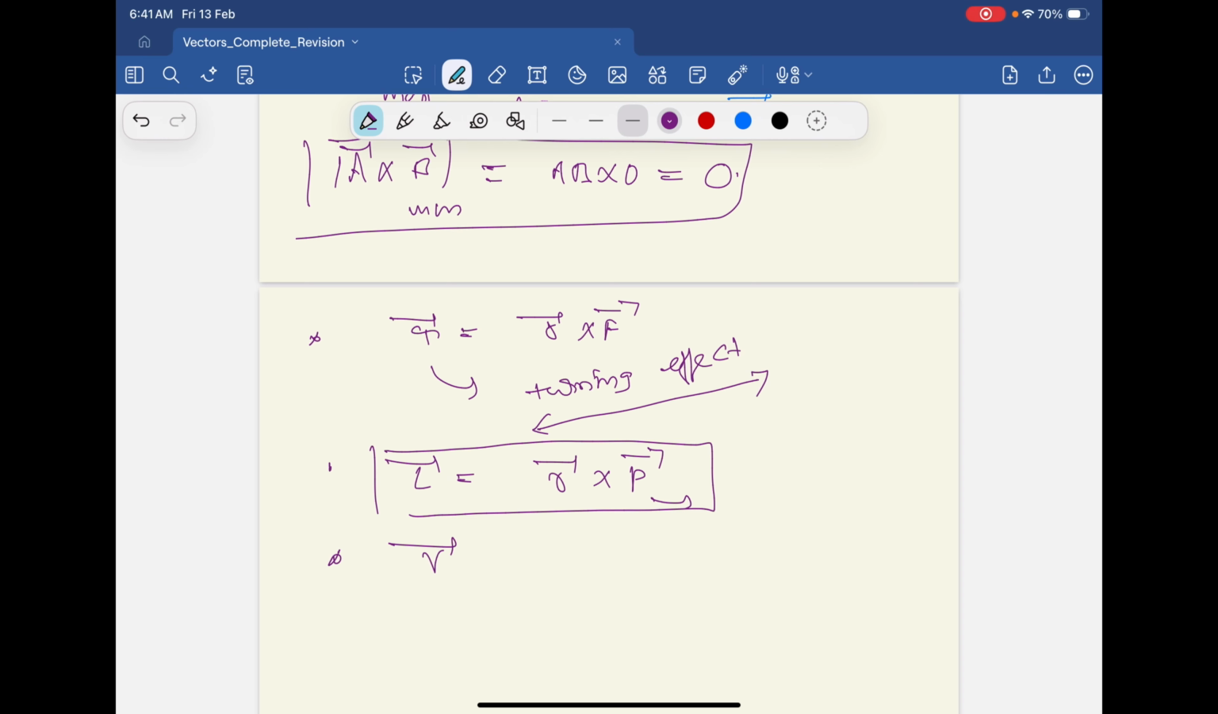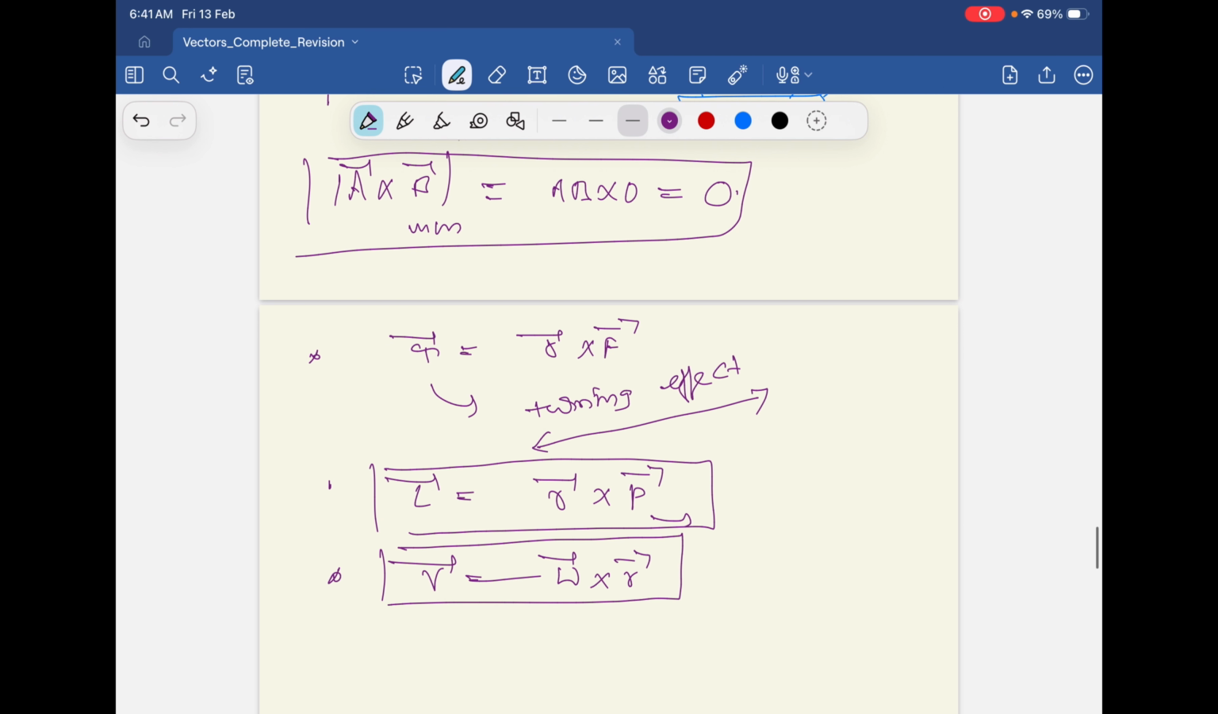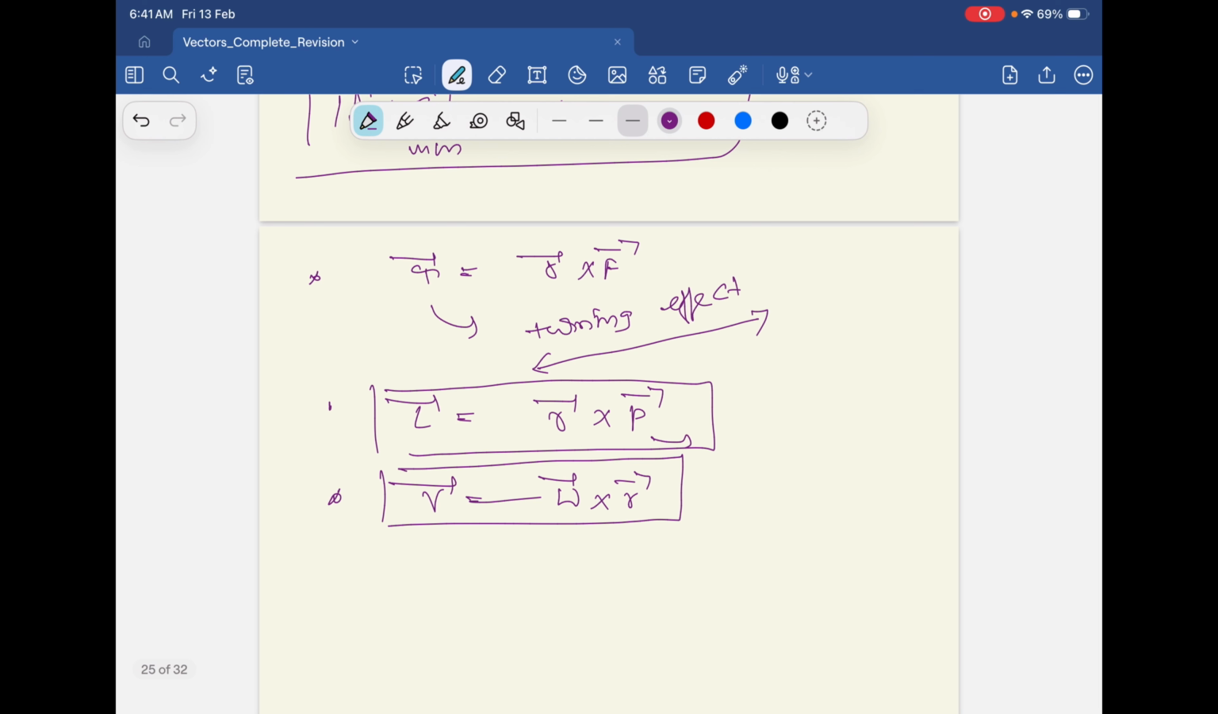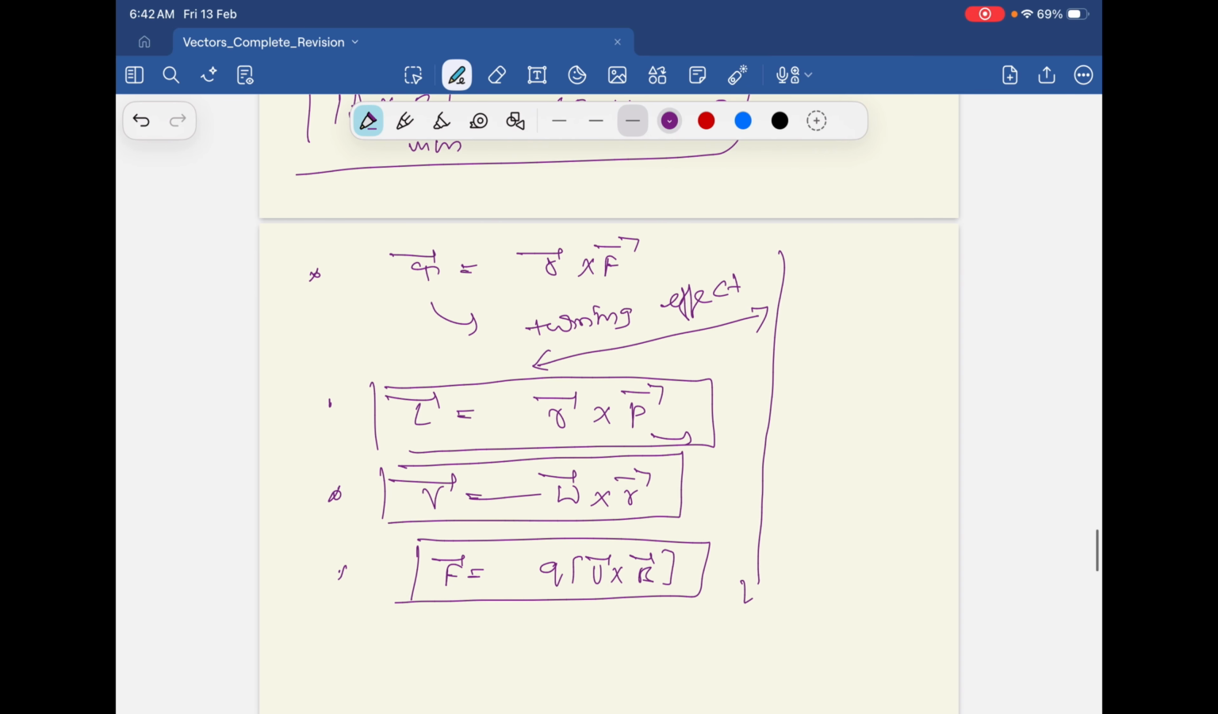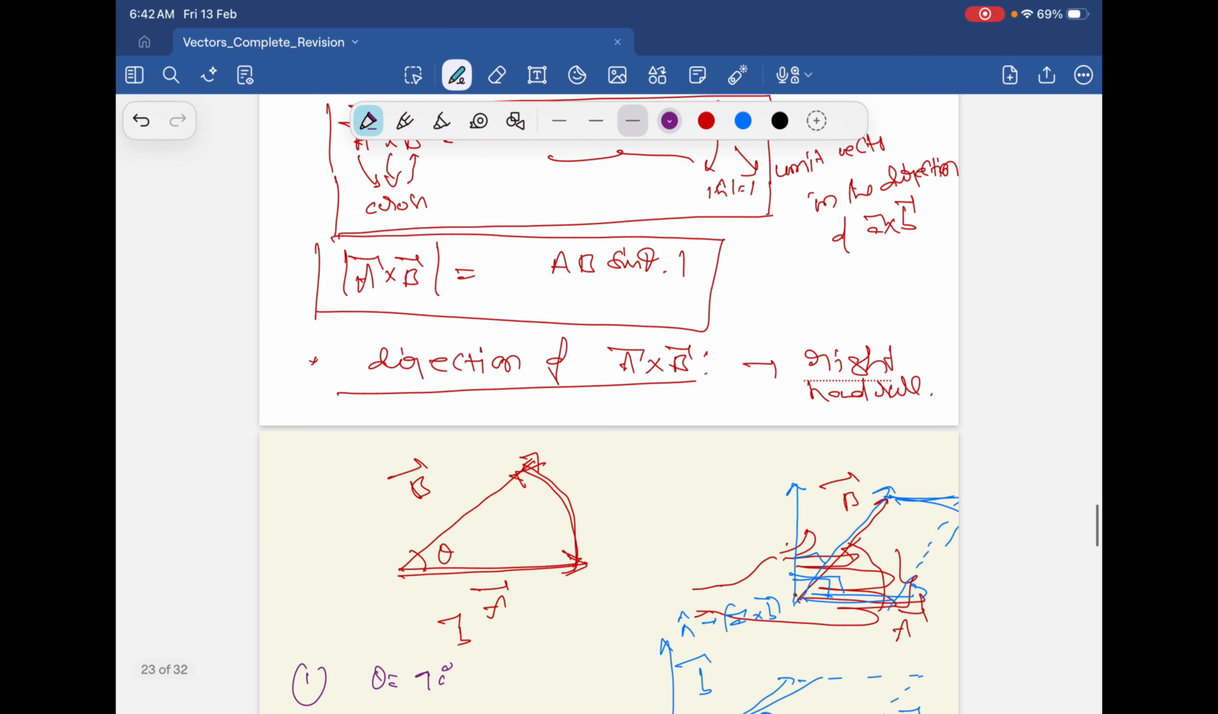Another one we have here: V bar is omega bar cross R bar. Linear velocity is given by the cross product of angular velocity and R bar. So these three applications we'll find. Again, more are there. In the second year we will learn about force on a charged particle, all those things, don't worry. So we can write Q into V bar cross B bar. This formula in second year we'll understand, force on a charged particle. Wherever applications are there, we discuss in detail, not to worry. So this is an application of the cross product.